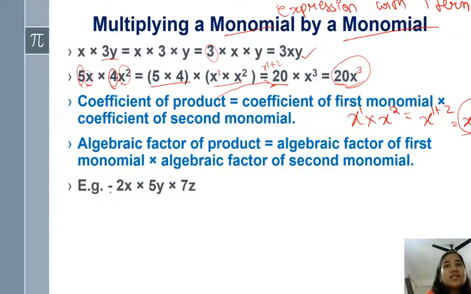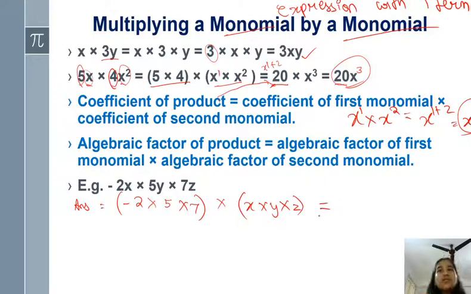Example: minus 2x into 5y into 7z. What we'll do is multiply all the coefficients and multiply all the algebraic factors. So the answer is equal to minus 2 into 5 into 7, and over here x into y into z.